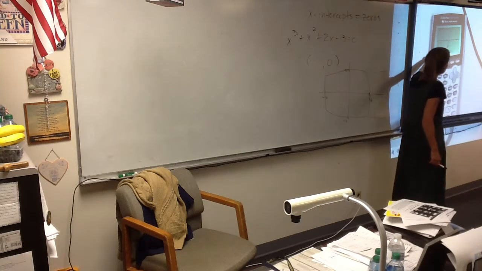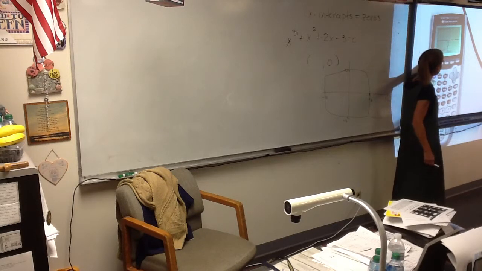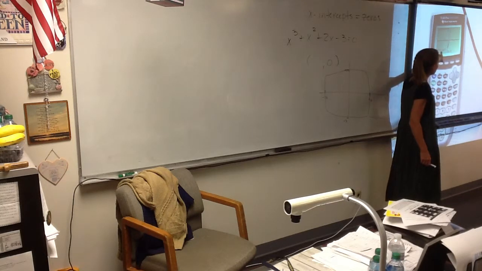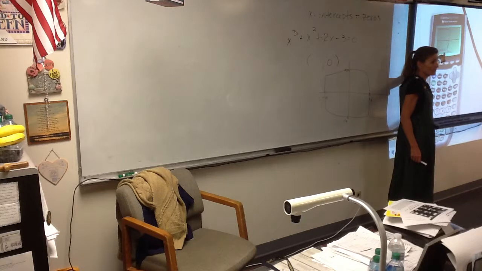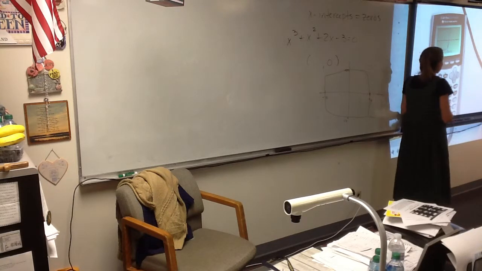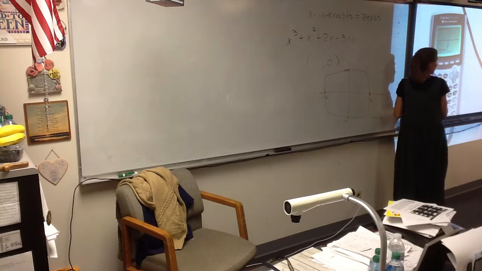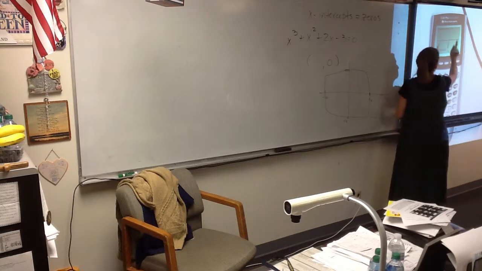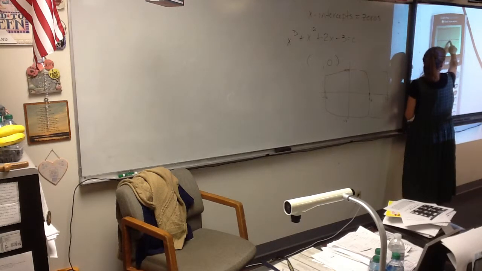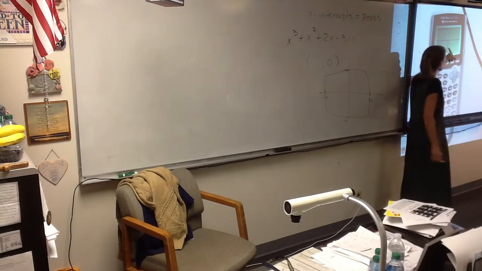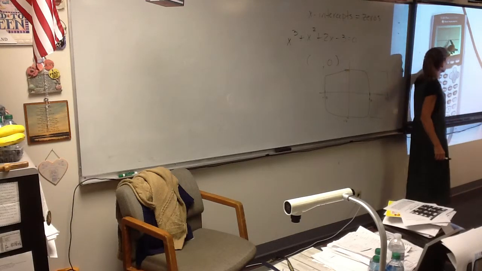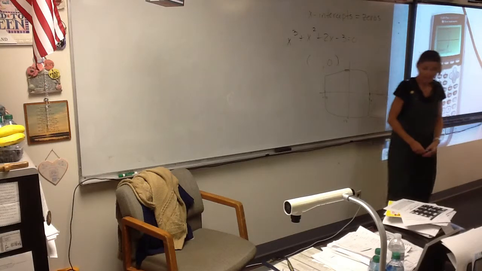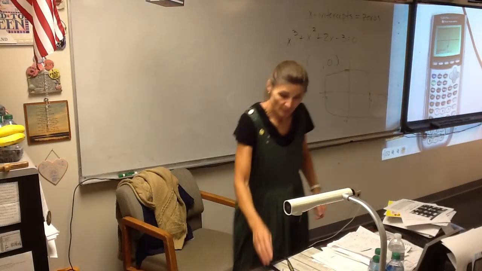The calculator is going to ask you a question. It says, okay, Lisa, where do you want to set your left bound? Your left bound has to be set somewhere to the left of the point you're looking for. This is the point you're looking for. Is that cursor flashing to the left of the point I'm looking for? Yes. So I'm just going to press enter.